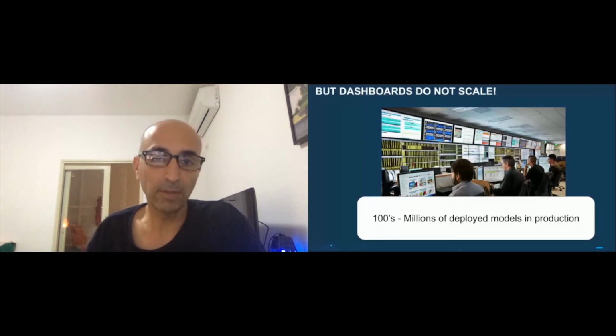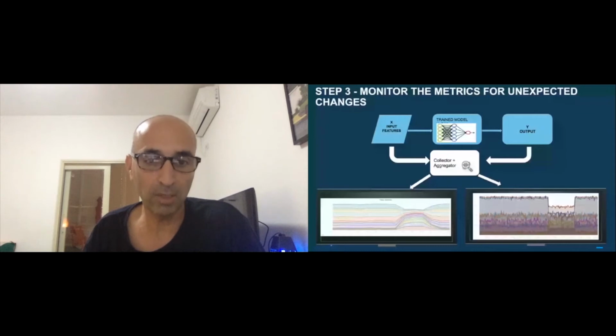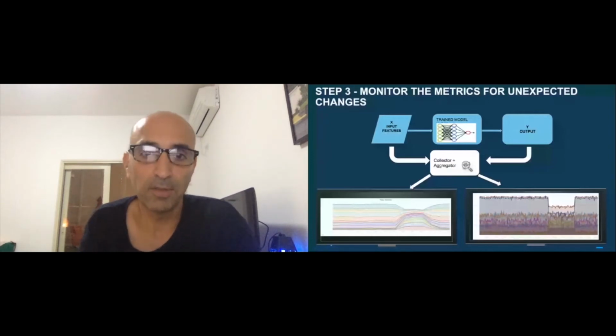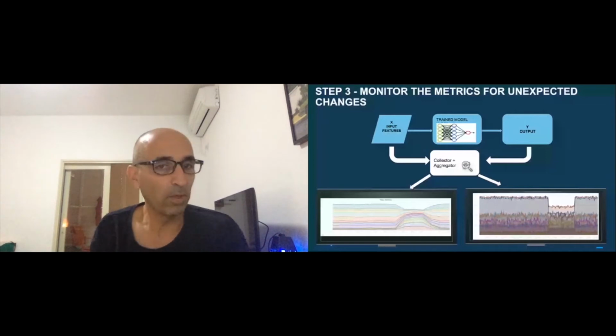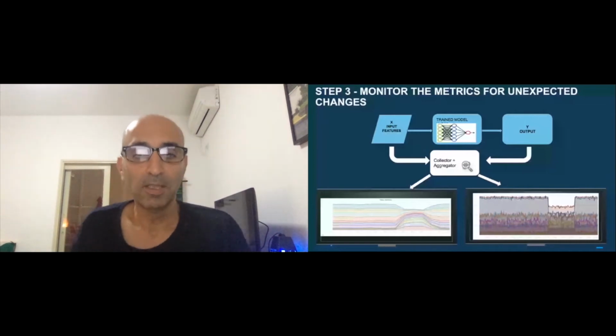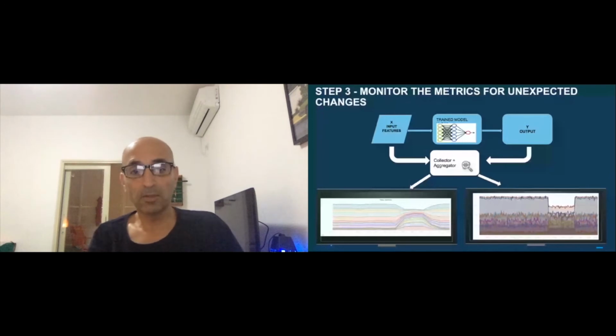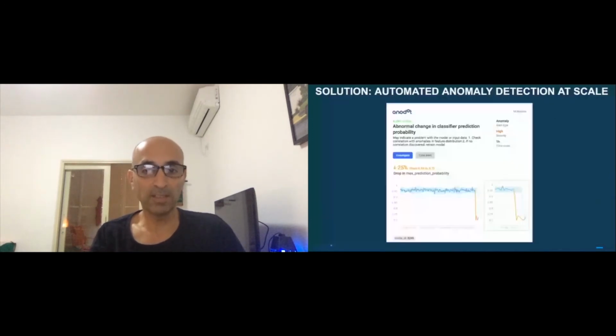So how do you actually scale looking at things, dashboarding, to be alerted on any change that you should pay attention to without having to stare at dashboards all day long, because that doesn't scale? The solution, or at least one solution that we found very useful, is to use anomaly detection or time series anomaly detection on those metrics that you're collecting, both at the input features and the output features.